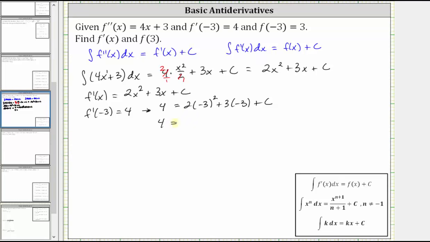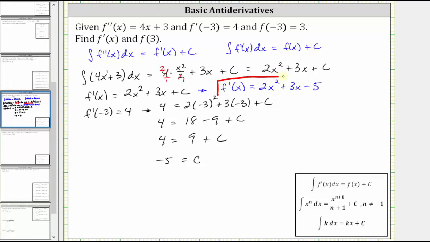We have 4 equals, the square of negative 3 is 9, 2 times 9 is 18. We have 18 minus 9 plus c. Simplifying, we have 4 equals 9 plus c. Subtracting 9 on both sides, we have c equals negative 5. So now we know the specific first derivative function is f prime of x equals 2x squared plus 3x, and since c is negative 5, we have minus 5. So this is one of the answers the question asks for.